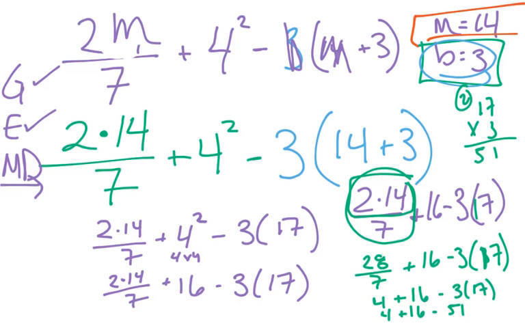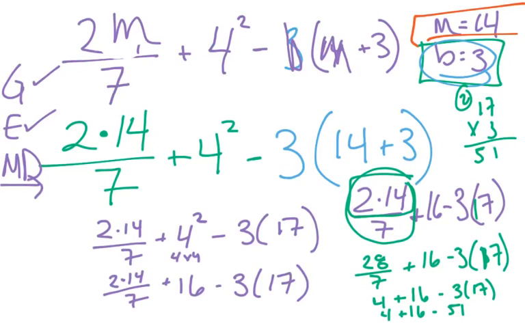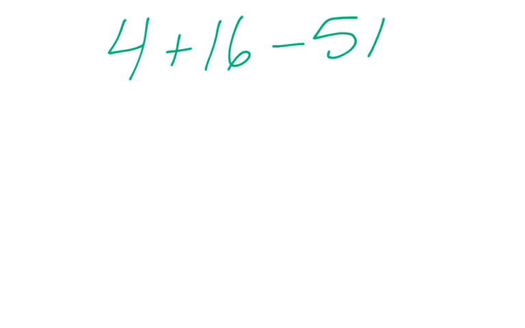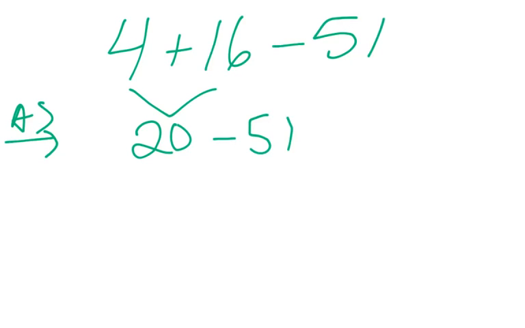This one's going to be interesting, and again, I'm running out of room, so I'm going to take it to the next page. I'm just going to take that bottom line here with me, though. 4 plus 16 minus 51. Okay, now I'm on the adding, subtracting level. I see adding first. 20 minus 51. Don't panic. We can do this. We're going to get a negative answer, but that's okay.